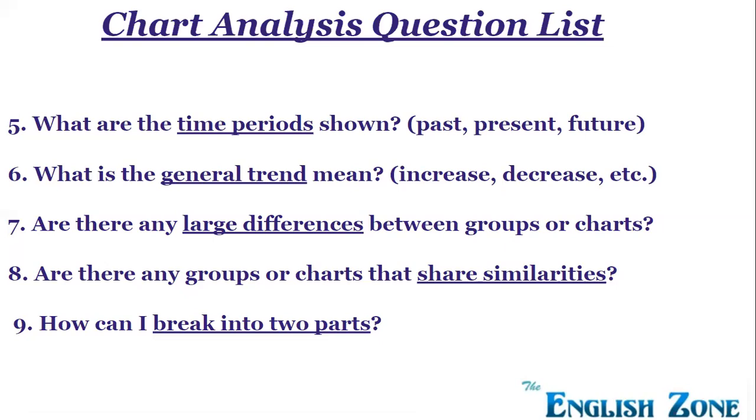The sixth question is, what is the general trend? The overall trend in your graph, either increasing or decreasing or stable, and what things are mentioned there. Are there any large differences between the groups or charts? Answering this question is important to find the contrast in your task 1 chart. Are there any groups or charts that share similarities? Answering this question is important to find out the comparison. And the last one is, how can I break it into two parts? This question is crucial for your body paragraphs.